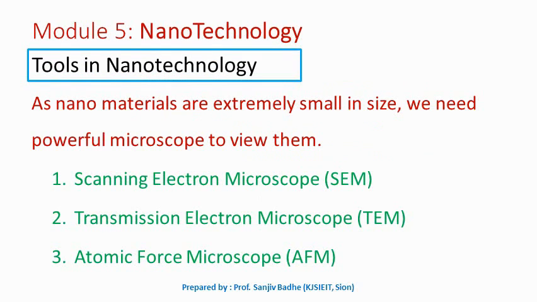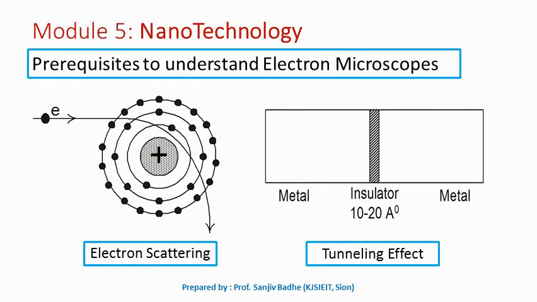As we have seen in session 1, nanoparticles are extremely small in size and optical microscopes are not useful to view them. We will have to go for very high resolving power microscopes such as scanning electron microscope, transmission electron microscope, atomic force microscope. So, we will be discussing in this session construction and working of these three microscopes.